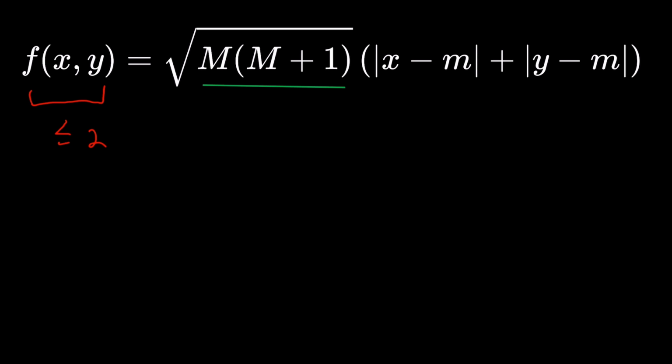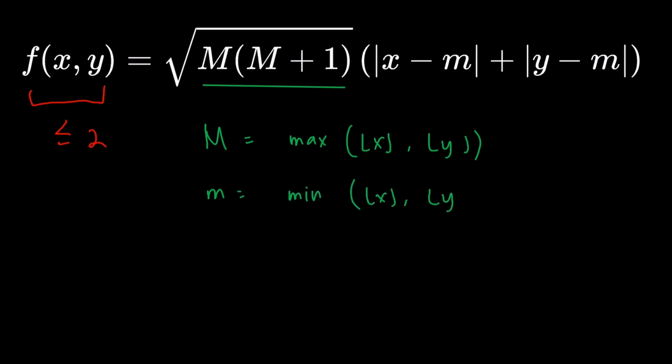Let's just recall for now that capital M is going to be the bigger of the floor of x and the floor of y, and small m is going to be the minimum of the floor of x and the floor of y. So how will capital M grow? Well, capital M will grow if x or y is growing, obviously, because it's the maximum of those two. That's going to mean that this first square root is going to get big if x and y are big. That's the first observation.